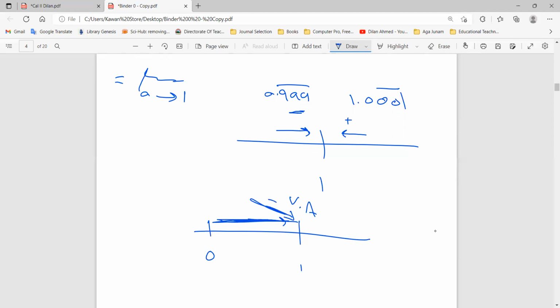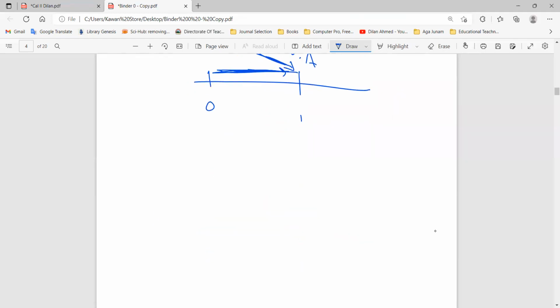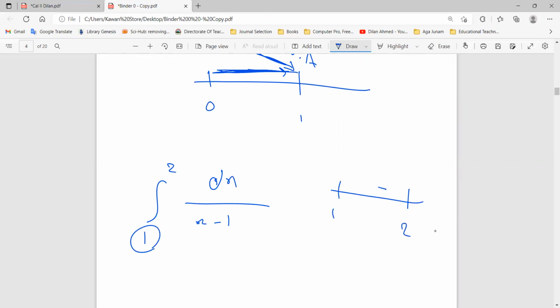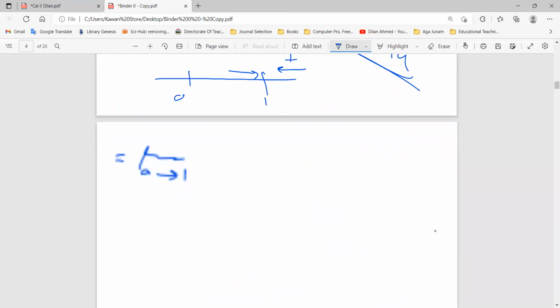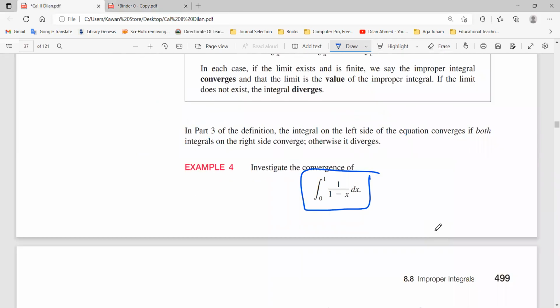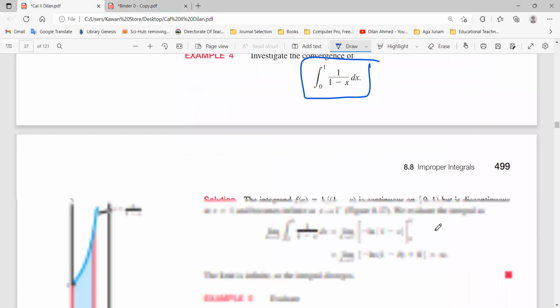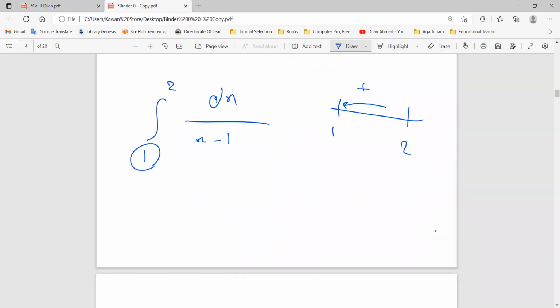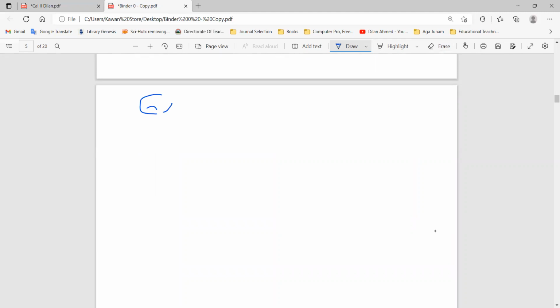So here it is negative. How about if I change that example to the integral from 1 to 2 of dx over (x minus 1), for example? My problem is here, so I am from 1 to 2, my boundary. So I'm going to talk about here. Here is the positive part, and here is the negative part. You got it now. That's why in your lecture note, we have the negative part.